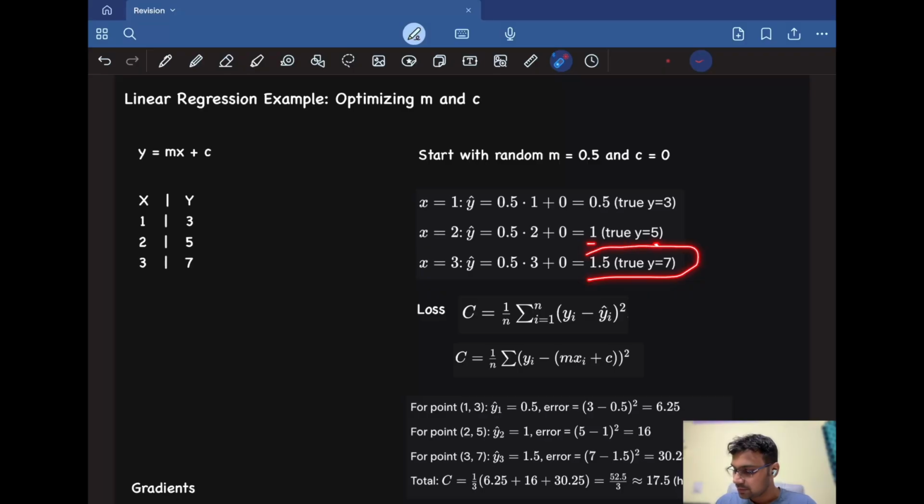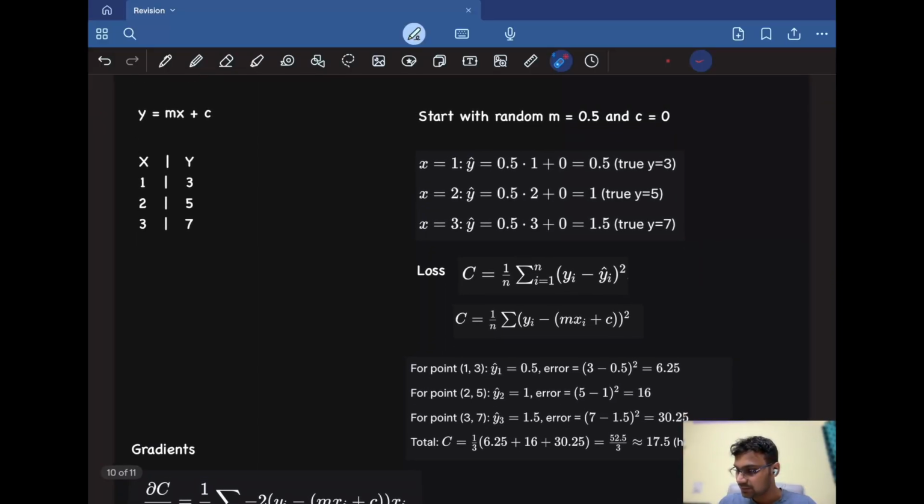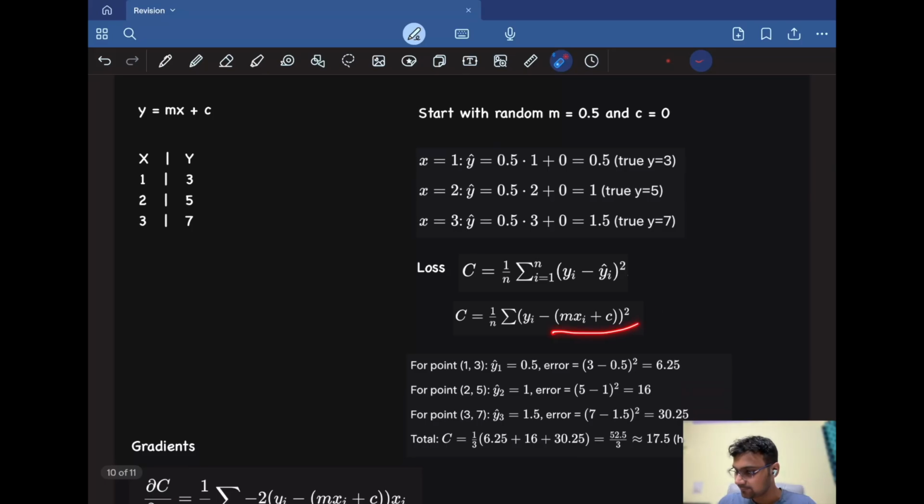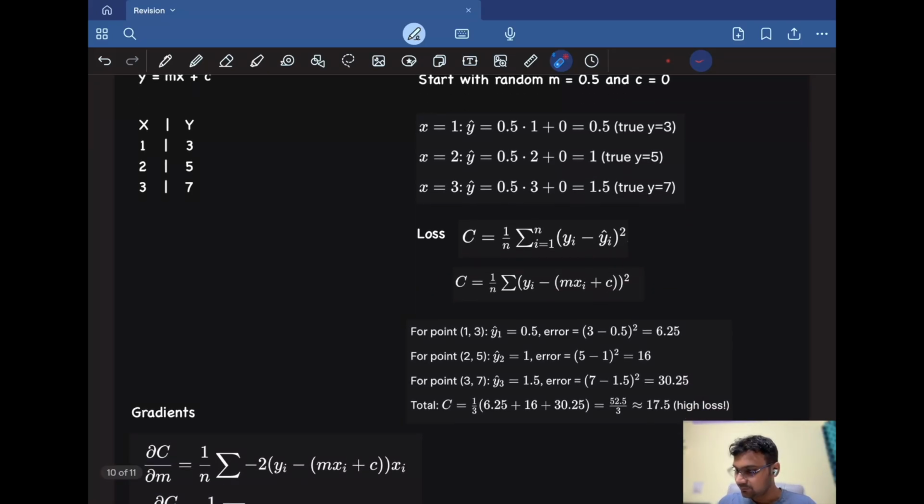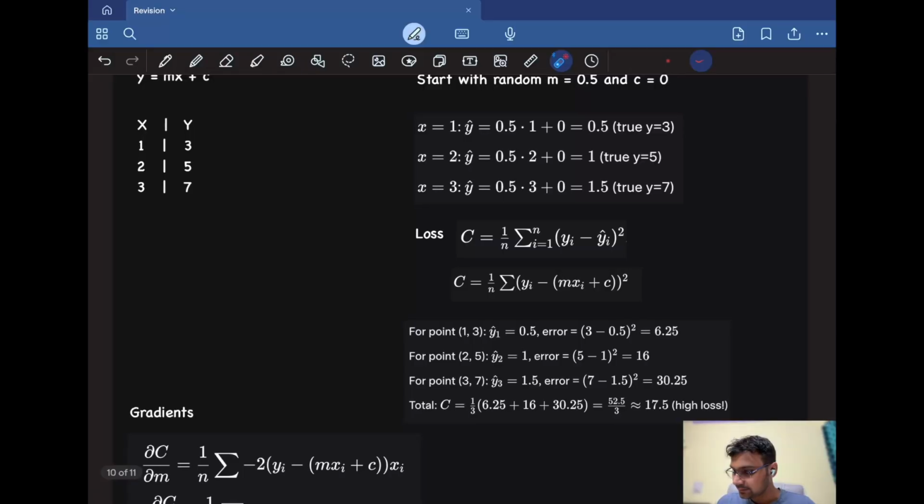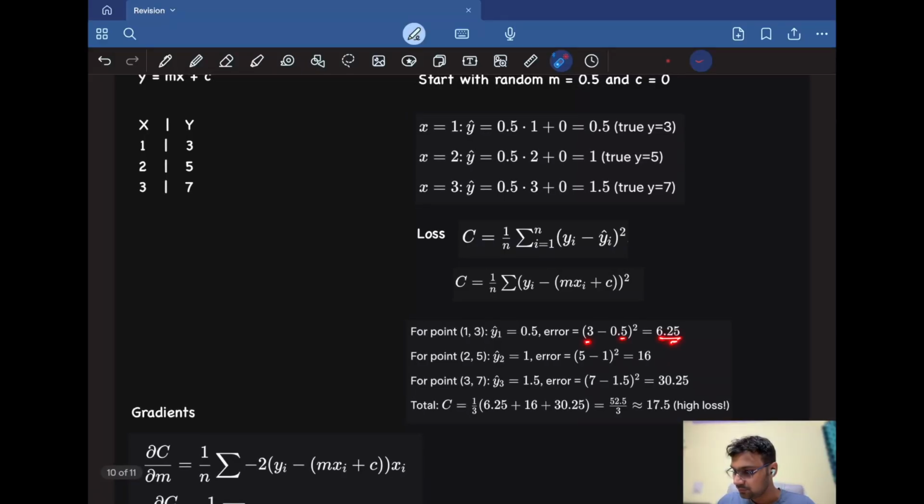Similarly, this one. So if we calculate the total loss, which is basically the mean squared average, which is this one: for point 1, the error is 3 minus 0.5, squared, this value; 5 minus 1, squared, 16. Similarly, 30.25. If we take the average of this, it comes out to be 17.5. It is a higher loss, very high loss. So our goal is to minimize this.